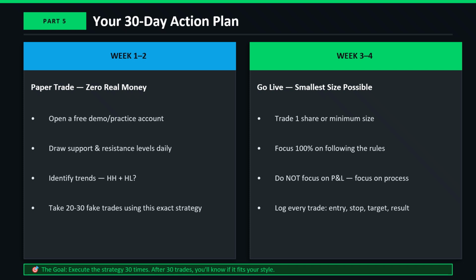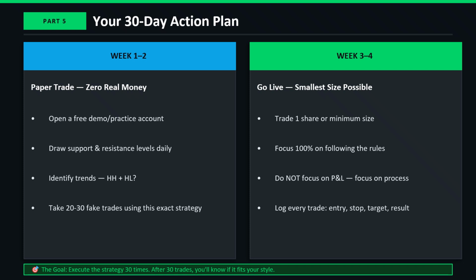Every day, you'll draw your support and resistance levels. You'll identify trends. You'll look for higher highs and higher lows. And you'll take 20 to 30 fake trades using this exact strategy. This is your time to make mistakes without any financial consequence.